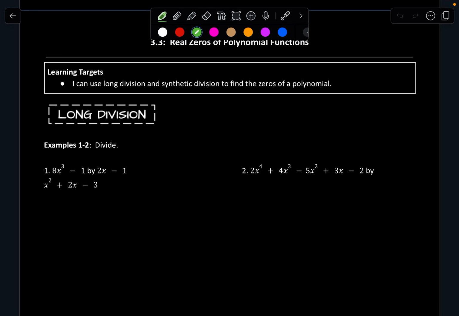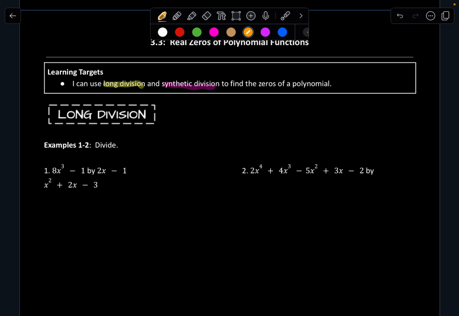All right, so this is lesson 3.3 about real zeros of polynomial functions. And we're going to do two things. We're going to talk about long division, and then we're going to talk about synthetic division. So historically, kids have preferred synthetic division, so just hang in there. Long division can look a little intimidating, but synthetic is really quick.